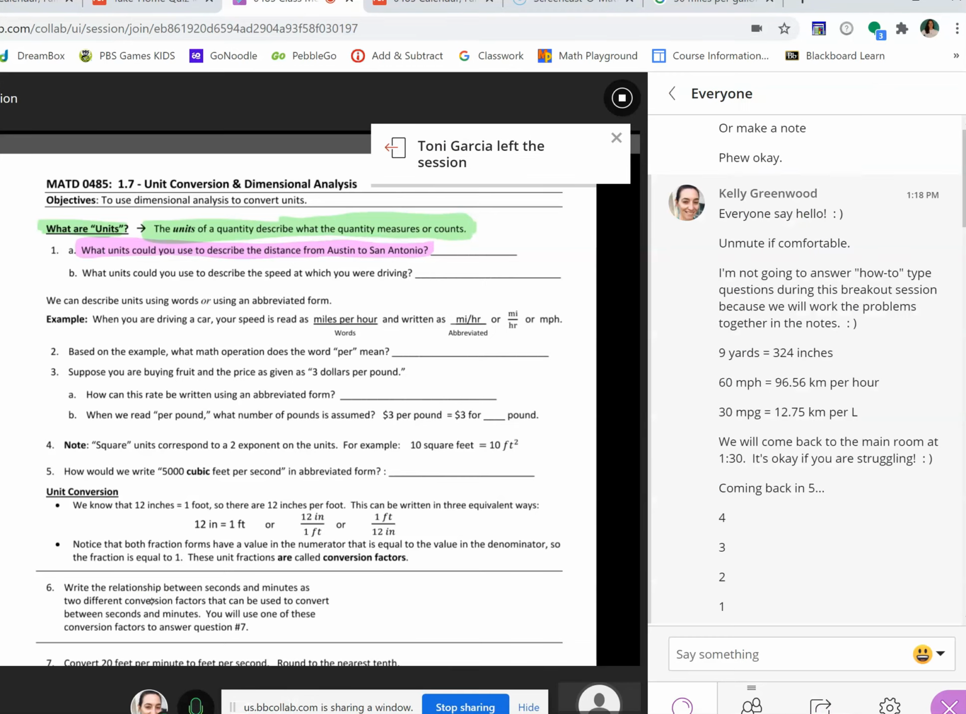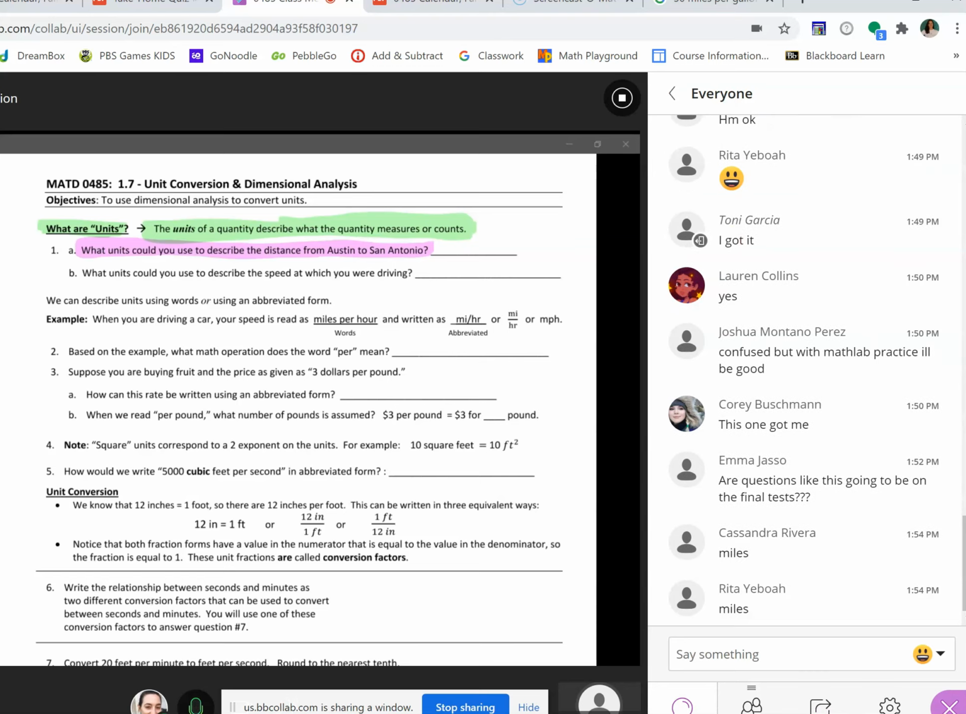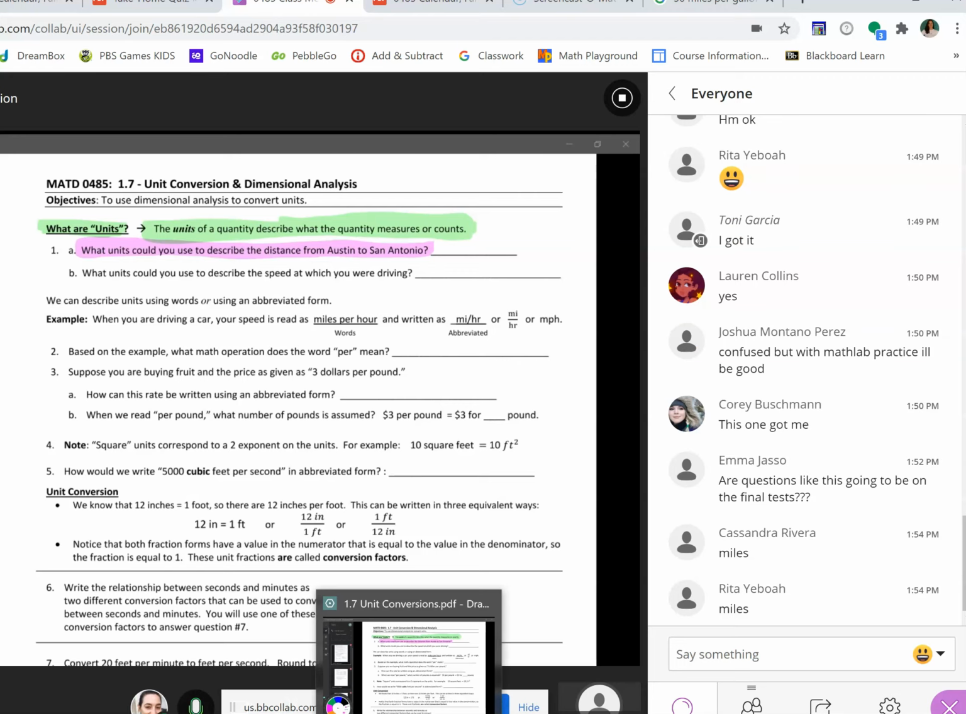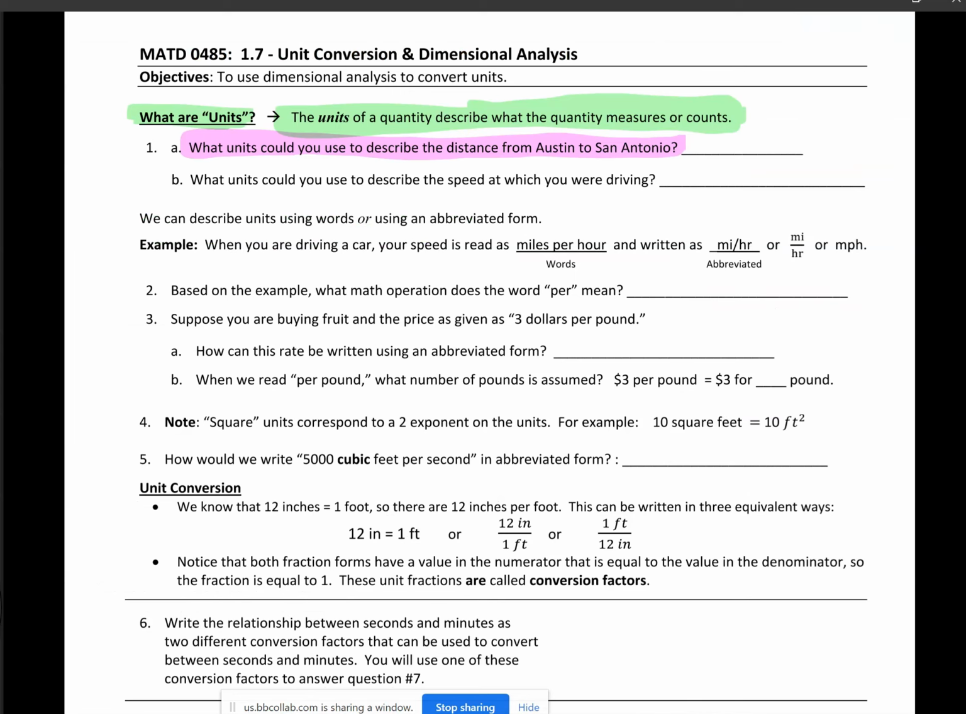What units might we put in there? Yeah, miles. Or if it was metric, what might I put in there? Yeah, if we were in a different country, maybe in Mexico, kilometers. So here we would probably do miles because that's what we're used to, or we could do kilometers. But if I didn't see miles, if you just put 150 as your answer, I'd be like, 150 what?